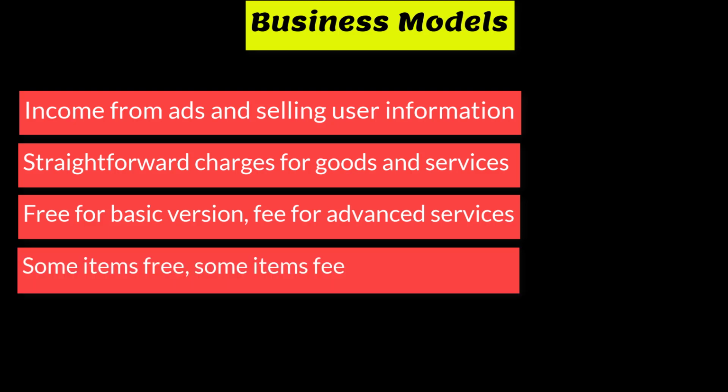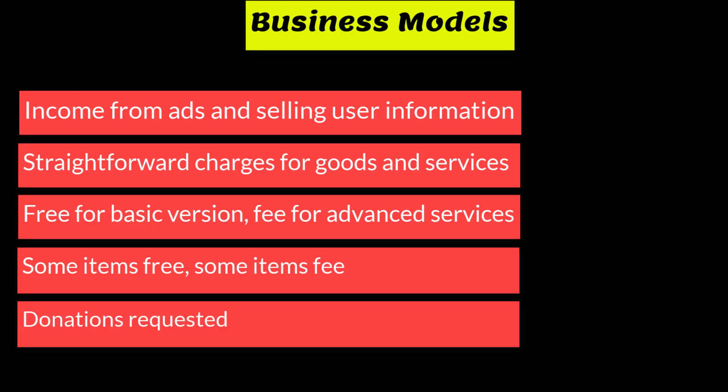Similarly, some items are free while others are fee. Images run this way in many cases. For example, Pixabay, which we'll discuss shortly. And donations requested to support the product or service. For example, LibreOffice, Wikipedia, IrfanView, and many nonprofits.